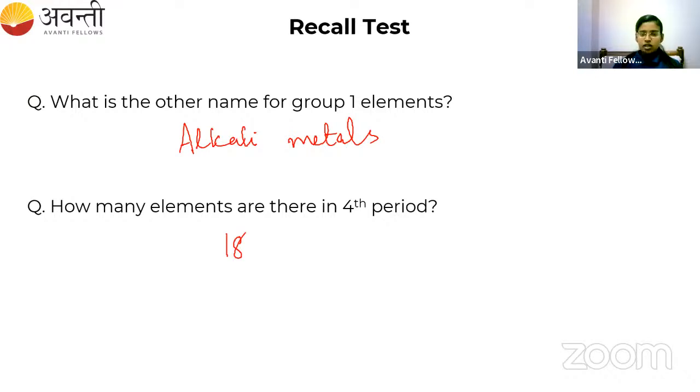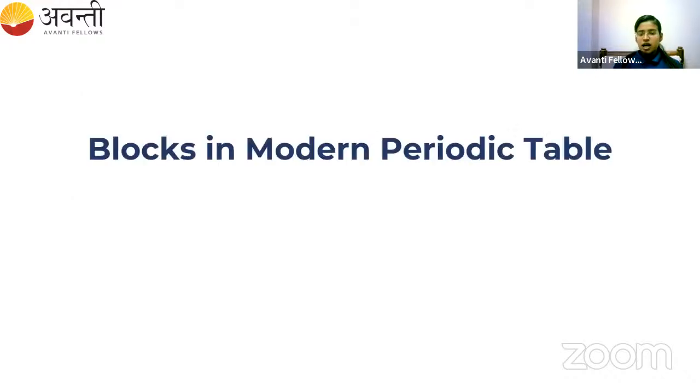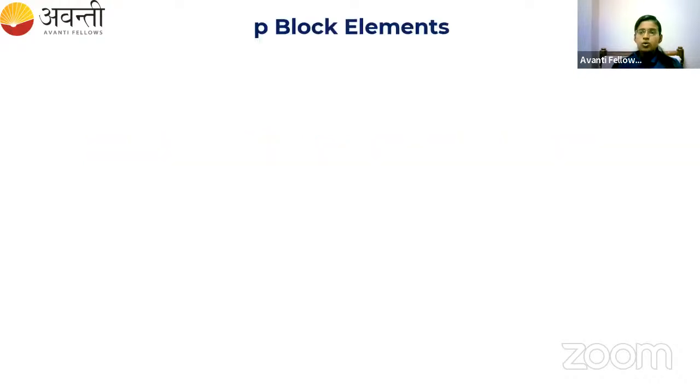Now, let me continue with the topic I discussed in yesterday's session. It was the blocks in the modern periodic table. Totally how many blocks are there in the modern periodic table? 4, right? S, P, D, and F. Yesterday we discussed the S block elements. There were two groups, and we studied information related to that. Today we are going to move into the P block elements.